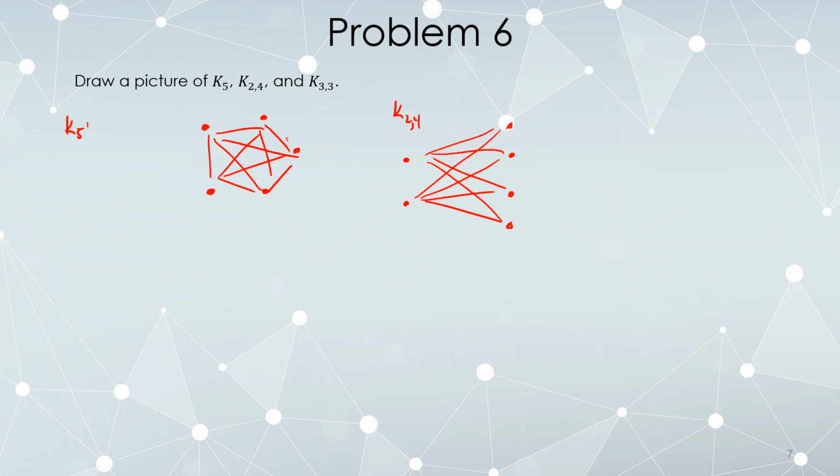Okay, K33. We need 3 vertices on one side, 3 vertices on another, and then we just draw all the edges we can. That's it.